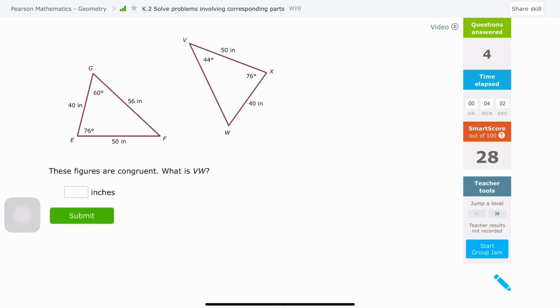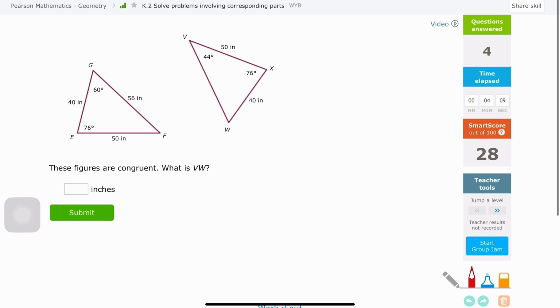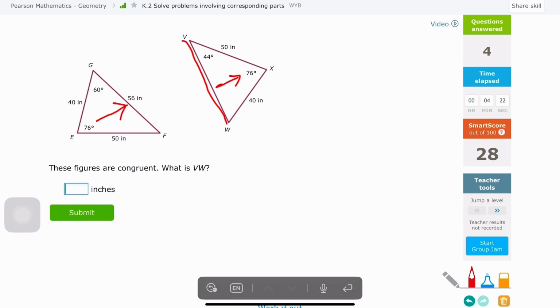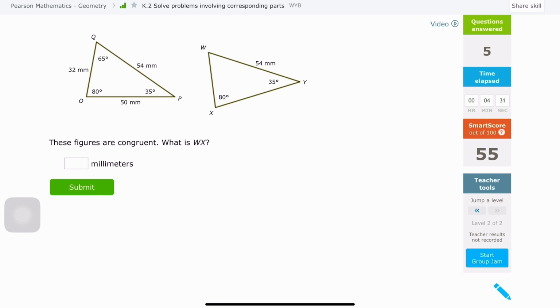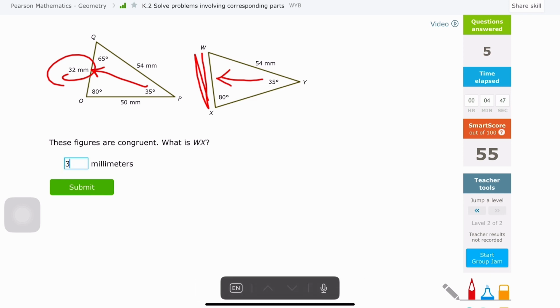And here we are looking for VW. So VW is this side and it is opposite to which angle? It is opposite to 76. So look into the other shape and check the side which is opposite to 76, which is 56 inches. See, easy peasy. And now we have our next example, which is to find WX. So WX is this side, so it is opposite to 35 degrees. So look for that side which is opposite to 35 degrees, and that will be your answer, which is 32.